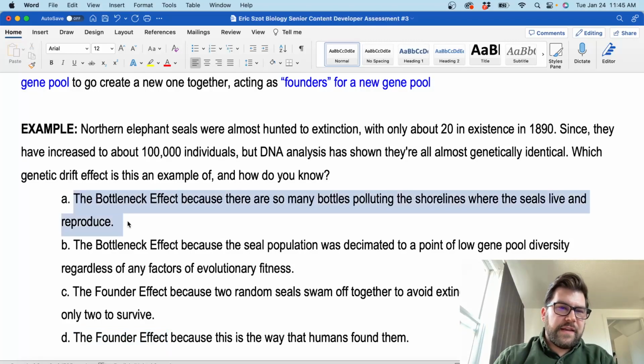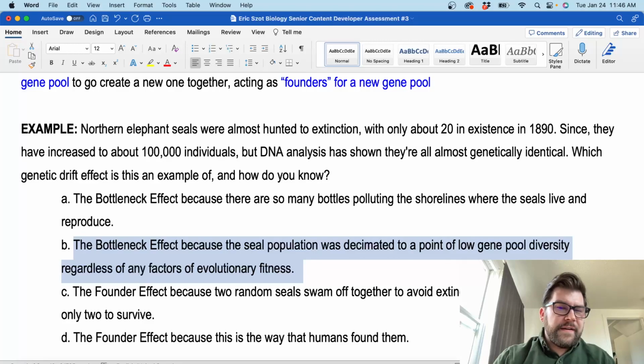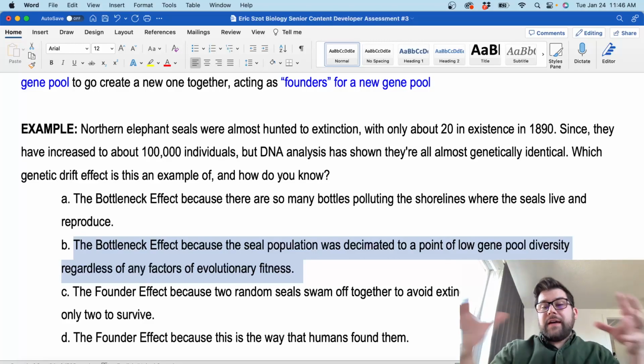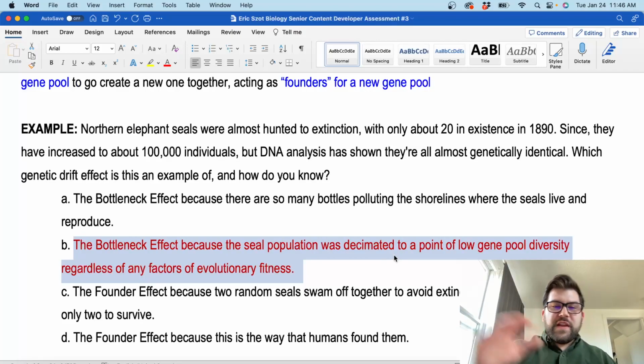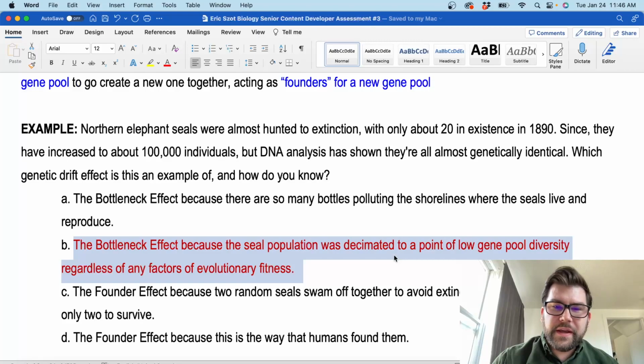So let's take a closer look at A. Bottleneck effect because there are so many bottles polluting the shorelines where the seals live and reproduce. That didn't seem like it back in 1890. It seems like it's more due to hunting, based on what we have in the question. So let's look at B. Seal population was decimated to a point of low gene pool diversity. Yeah, okay. Regardless of any factors of fitness, so yeah, totally random. There it is. Nothing to do with fitness. There we go. So, big degree of randomness here.